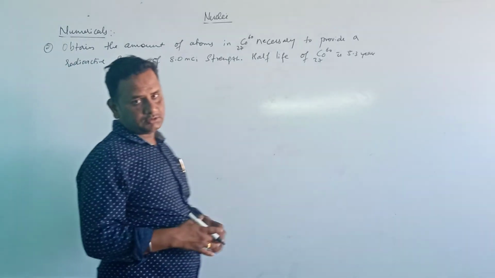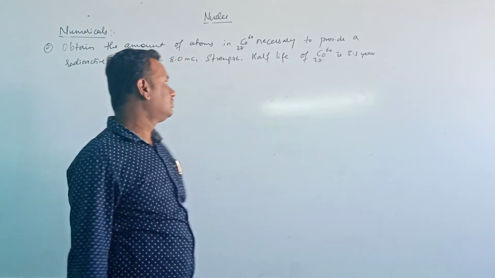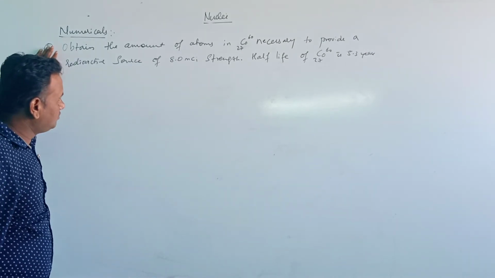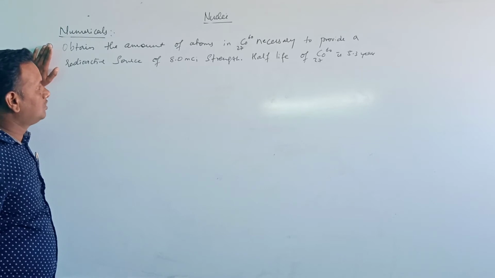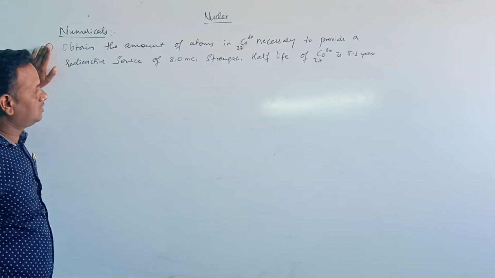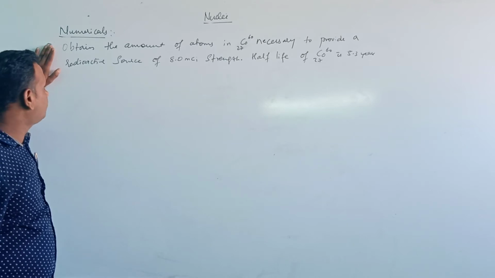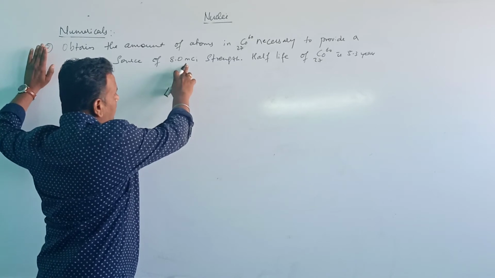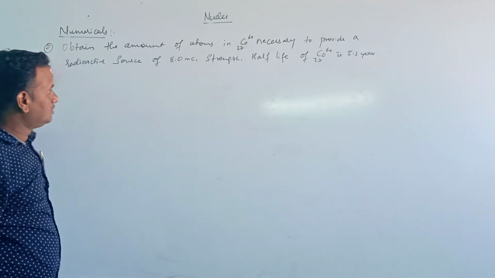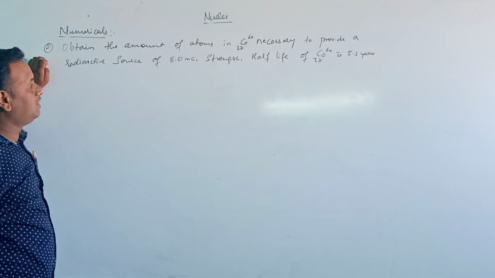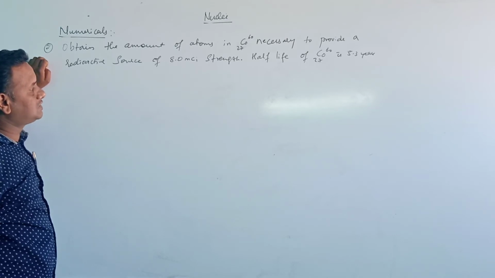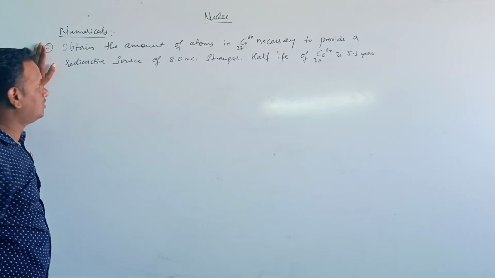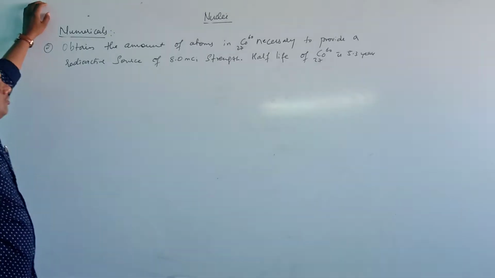Next we will proceed to the second question. The question is: obtain the amount of atoms in cobalt 60, 27 necessary to provide a radiative source of 8.0 millicurie strength. Half-life of cobalt 60, 27 is 5.3 years.